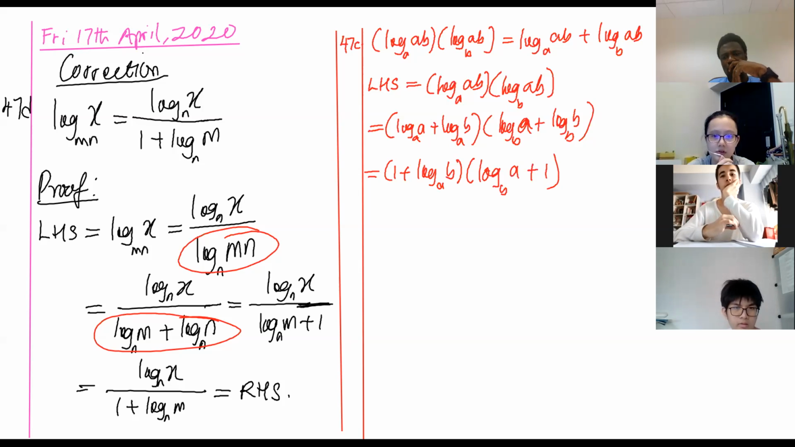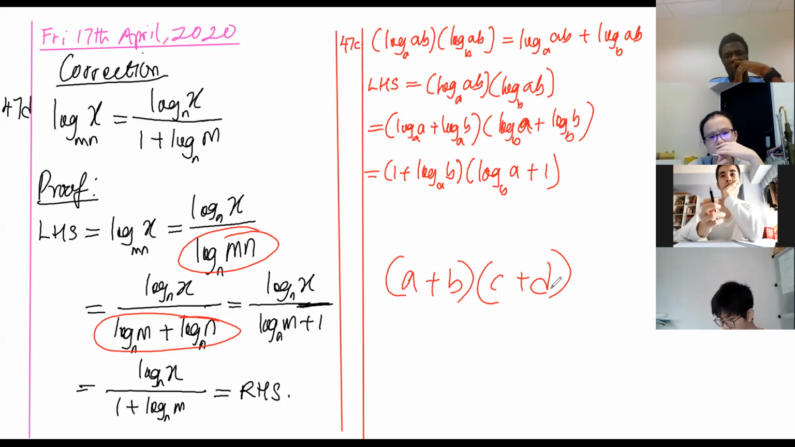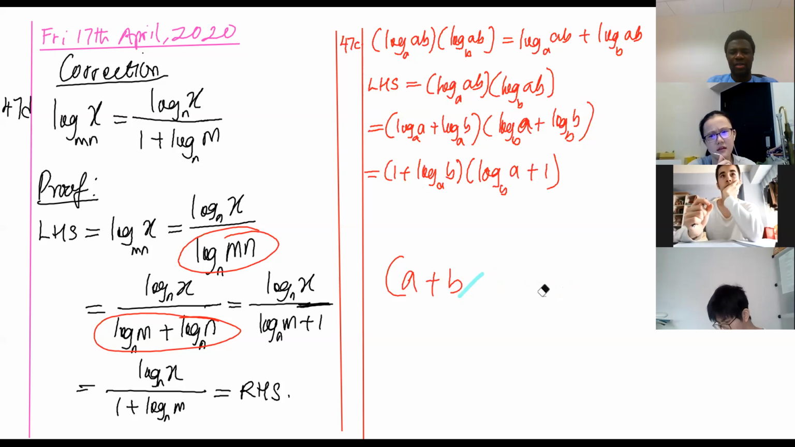I am not sure. Just try. You have 2 brackets, A plus B, C plus D. What is the first reasonable thing to do? Expand it. Don't think too much. Even if it doesn't make sense, if that is the only thing you can do, just do it.